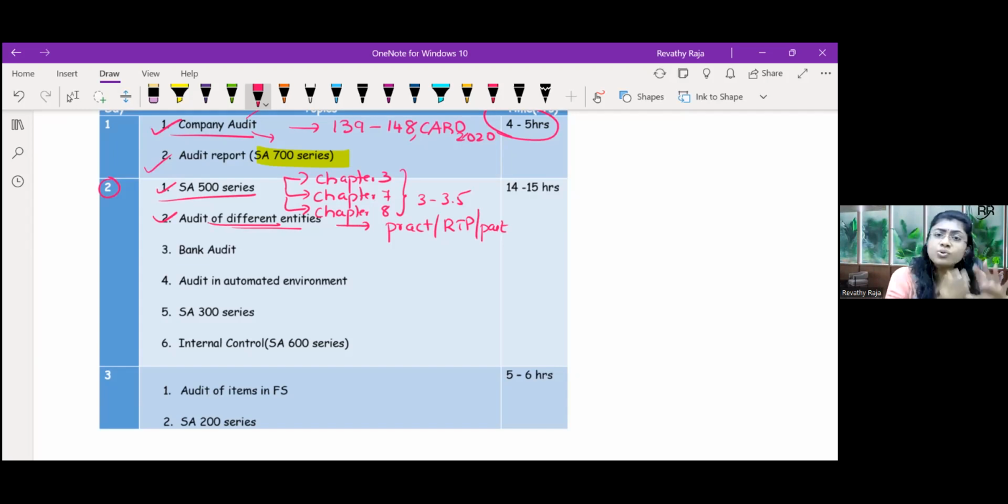After finishing these two, you do some practice questions. Now, you have finished that. For that also you will take some time, say 2 hours or so. Then you can go for bank audit.